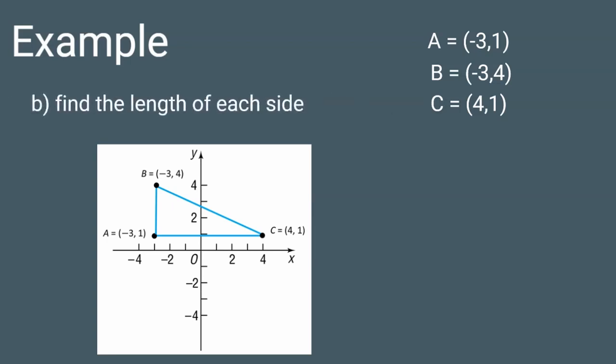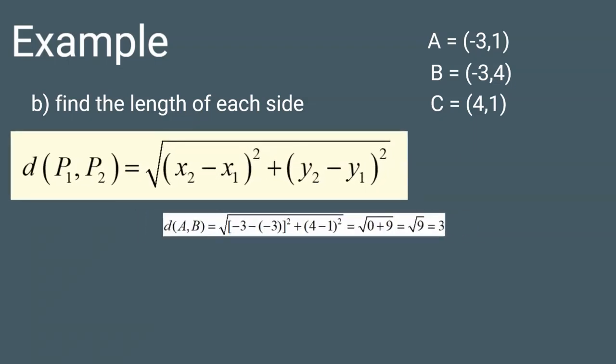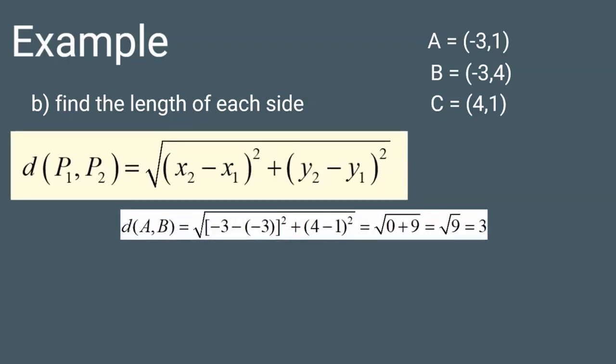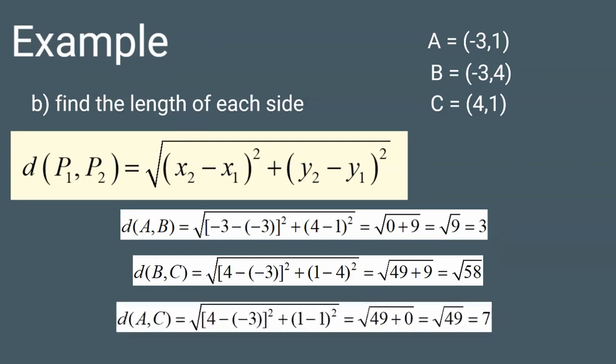Next, let's find the length of each side. For this, we don't need the graph anymore, but we do need our equation. Let's find the distance from A to B first. So let's plug in (-3, 1) and (-3, 4) for (x1, y1) and (x2, y2). If you need to pause here to see what's going on, that's fine. I'm not going anywhere. We're going to do the exact same thing with points B and C, and then points A and C. Again, if you need to pause this, go for it.